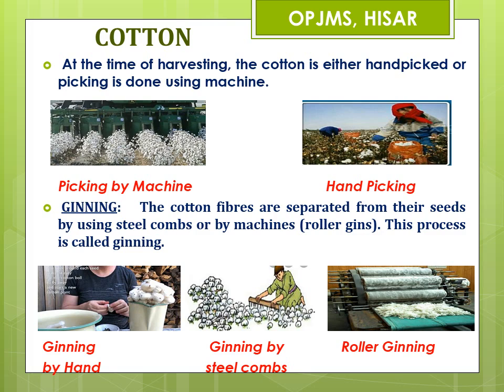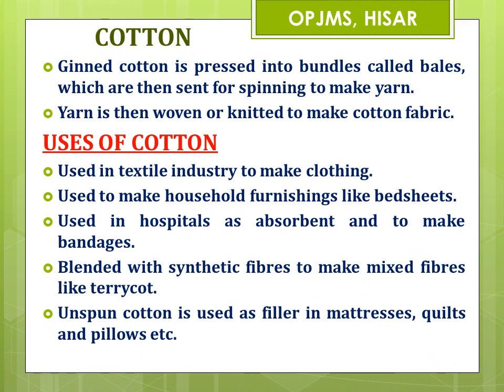When ginning is completed, the ginned cotton is then pressed into bundles. These bundles of pressed cotton are known as bales, which are then transported to the factories for further processing. In the next step, spinning is done. Spinning draws out short fibers from the cotton wool and twists them together into a long continuous thread called yarn. The yarn is then either woven or knitted to make cotton fabrics.